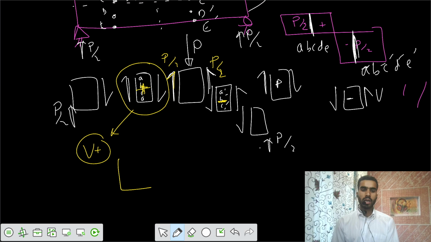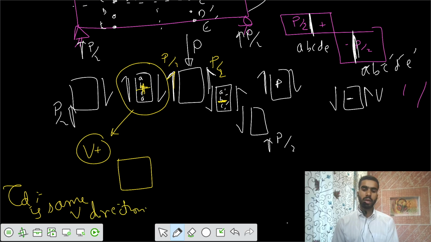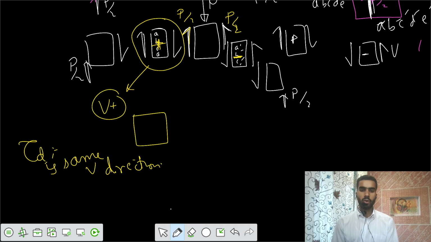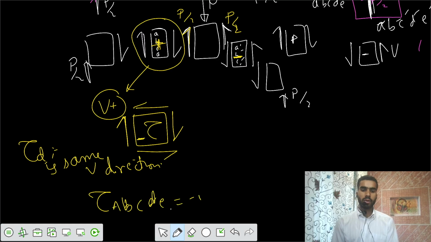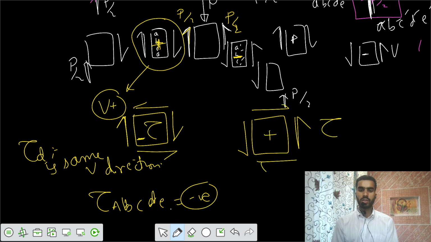Positive shear force means the direct shear stress direction, tau, is the same as that of V, the shear force direction, but the convention is different for the two. If you make that same direction for the shear stress, this is your shear stress, that is negative shear stress. So that is tau, that is negative shear stress. So for tau at A, B, C, D, E, that is negative. And if you take this one, you have this convention that if the tau is in this direction, that's your positive shear stress, positive tau for A dash, B dash, C dash, D dash, E dash.